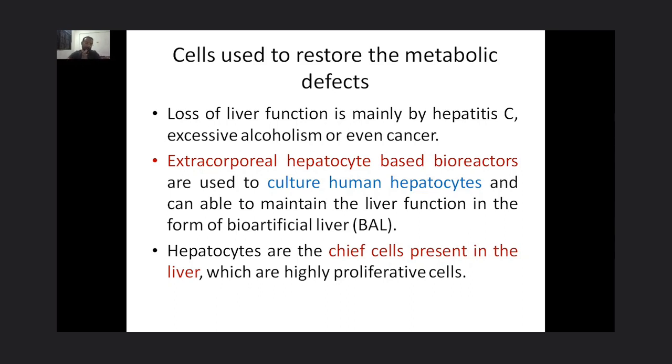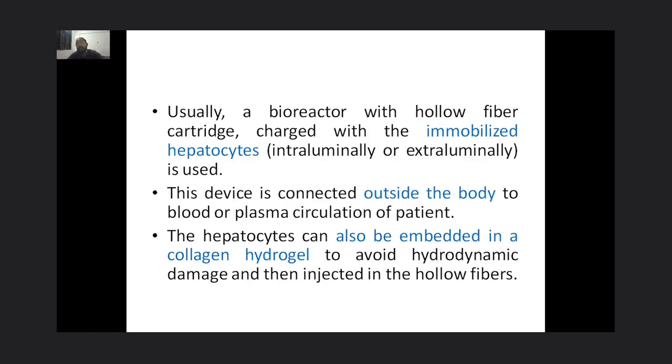If the liver is losing its function because of any reasons, whether cancer, alcoholism, or hepatitis C, that is a direct indication that the hepatocyte cells are losing their function, and that's why the liver is losing its function. So if you can culture human hepatocytes in a bioreactor, then we can treat these metabolic defects. Hepatocytes are the chief cells in the liver, which are highly proliferative. So usually a bioreactor with a hollow fiber cartridge charged with immobilized hepatocytes, intraluminally or extraluminally, is used.